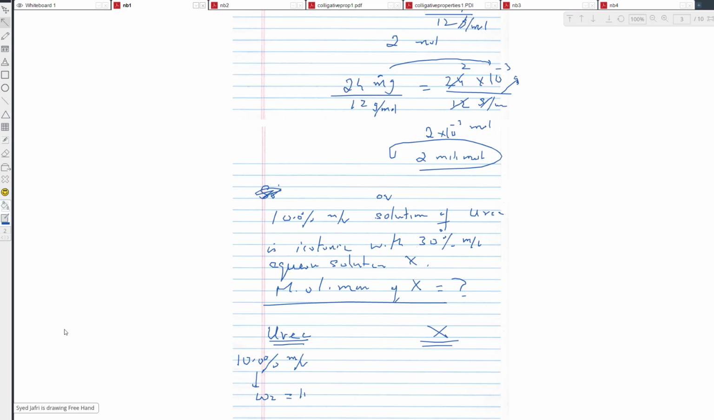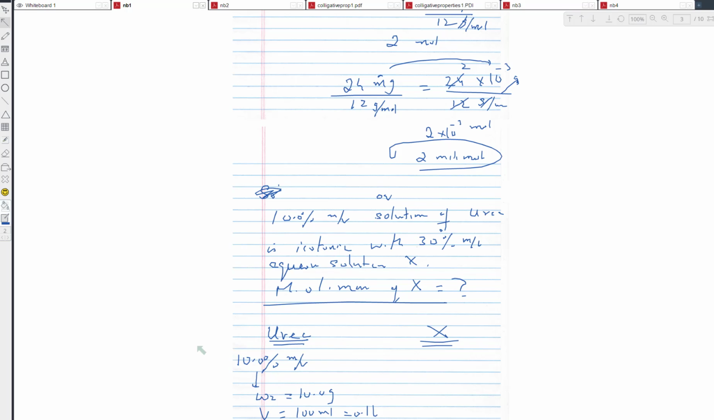W2 is 10 grams. And how much is the volume? 100 ml. 100 ml means how many liters? 0.1 liter. And what is the molar mass of this? I already gave you 60. That's information I gave you.